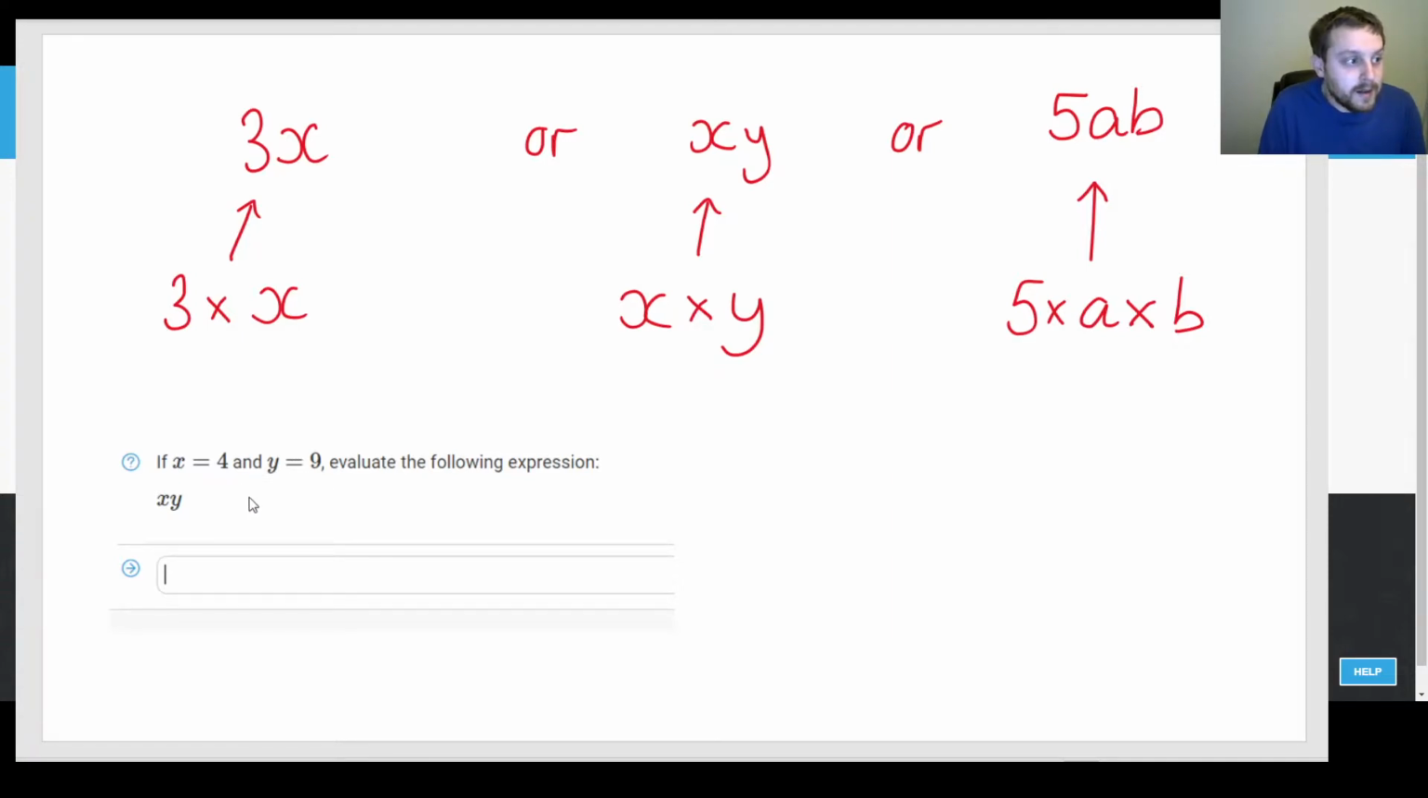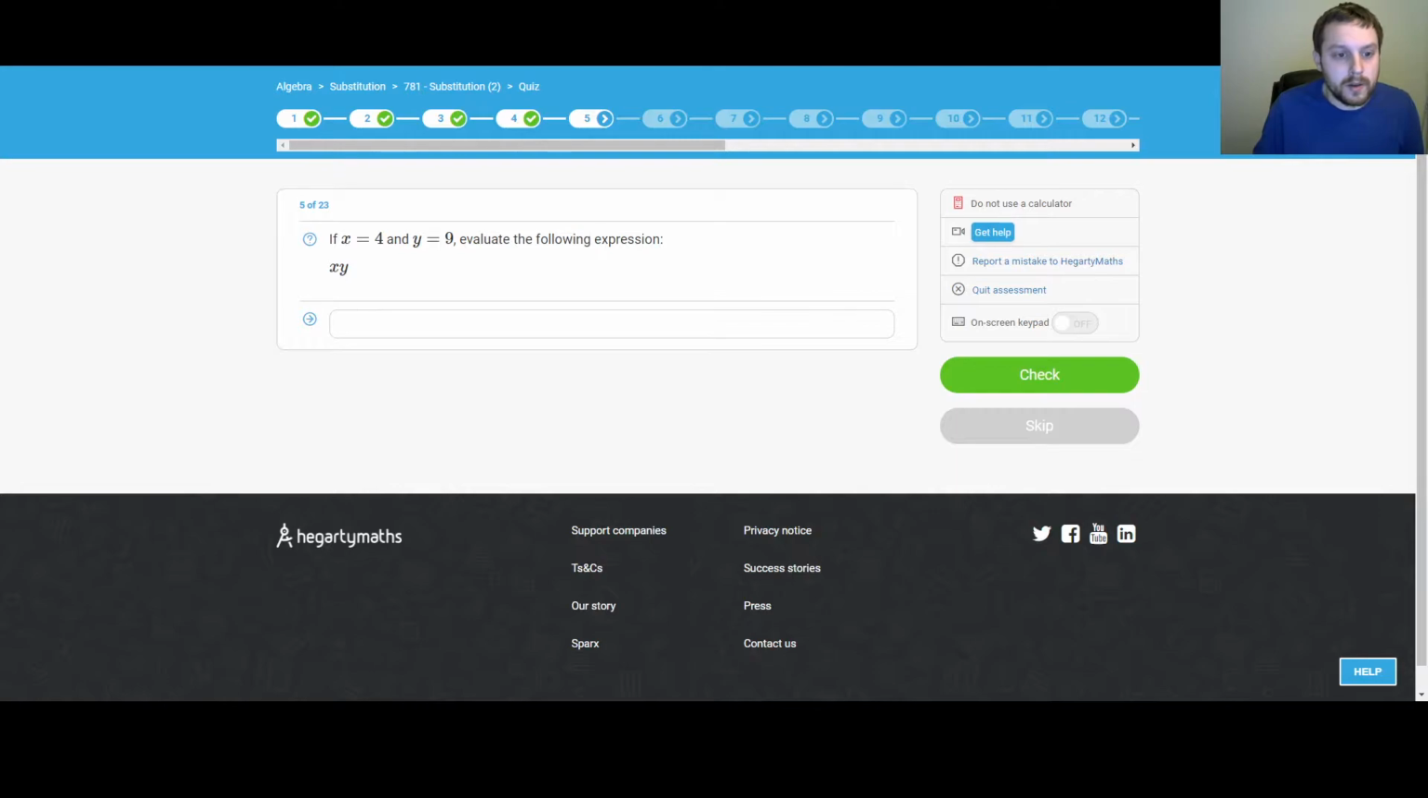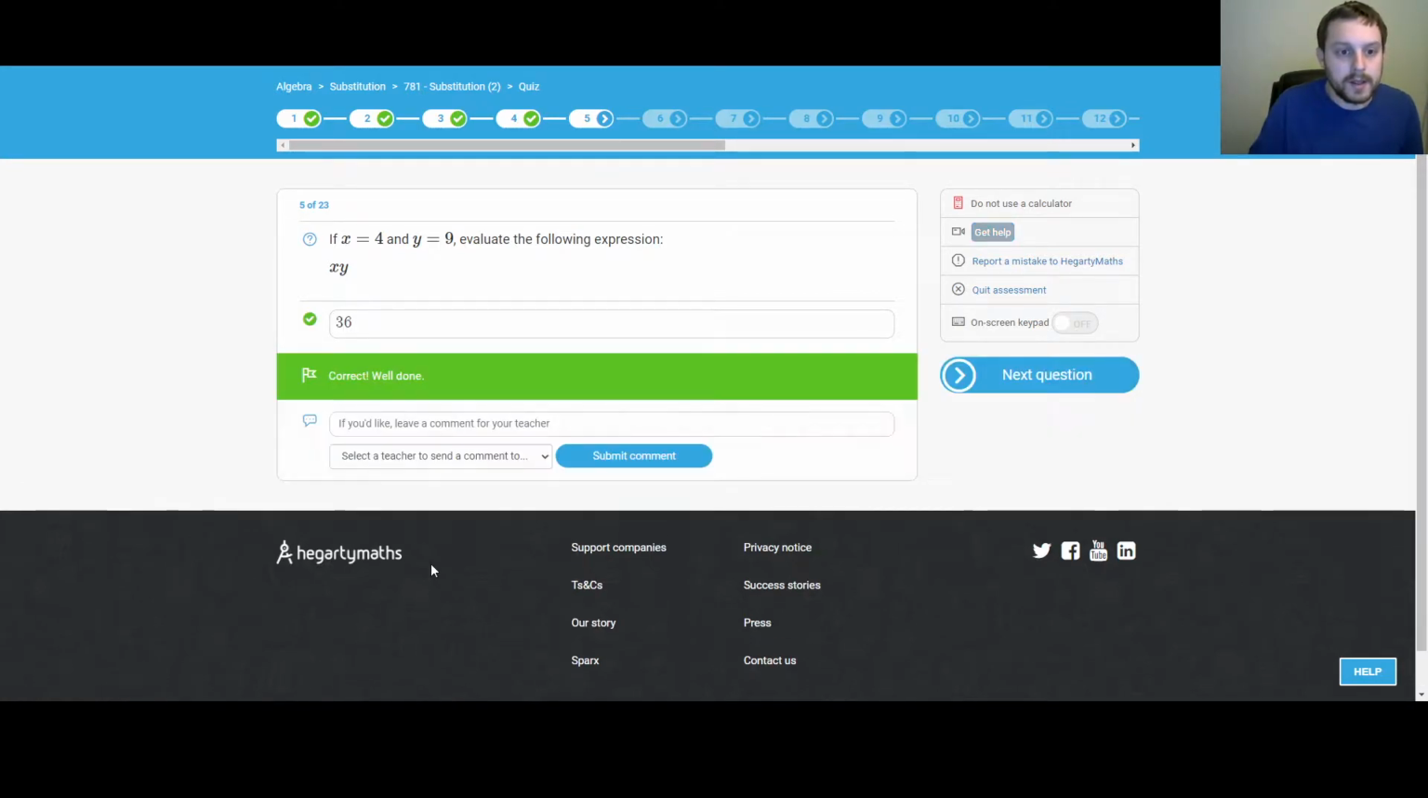So if x is 4 and y is 9, we want to work out what xy is. So I think some people think that the answer must be 49. But that's actually not correct. It's not a 4 and then a 9, making 49. That's not how this works. It means do x times y. It means do 4 times 9. So for us, this is going to be 4 times 9, which is going to be 36. So if I type in 36, I should get the right answer.